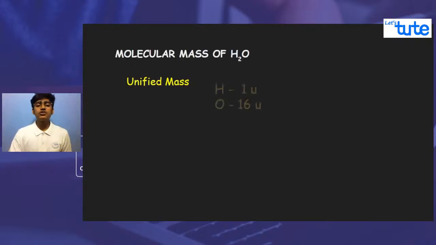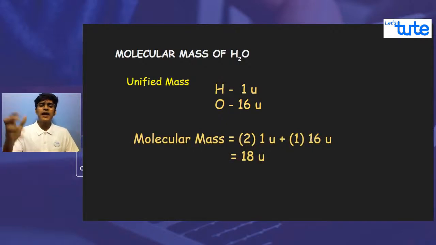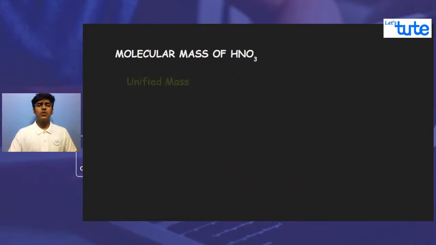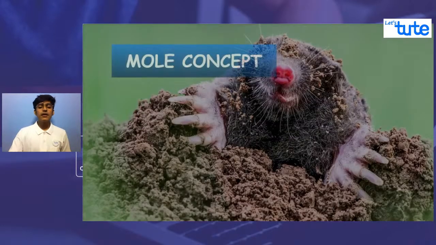Okay, so if we were supposed to find the molecular mass of water, we simply multiply the number of times we have the atom. So we have two hydrogen atoms, so we multiply the unified mass, the atomic mass of hydrogen, by 2. Depending on the number of atoms present in the formula, we simply multiply the number of atoms by its atomic mass, and we get the molecular mass, that is 18 u. Similarly, we can find the value for HNO3. It was about 63 u.